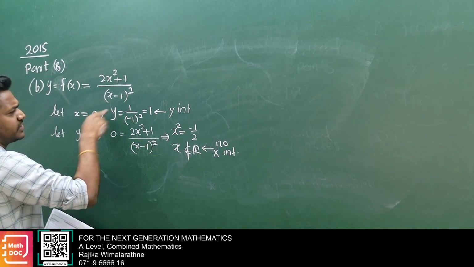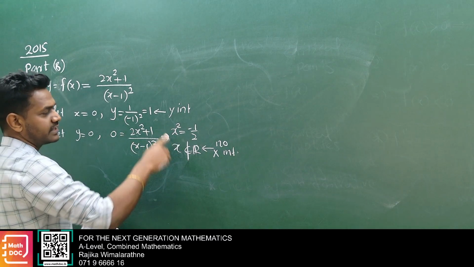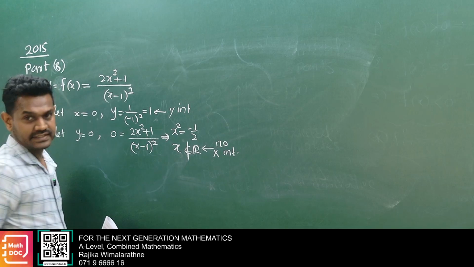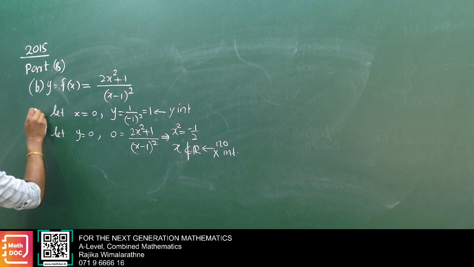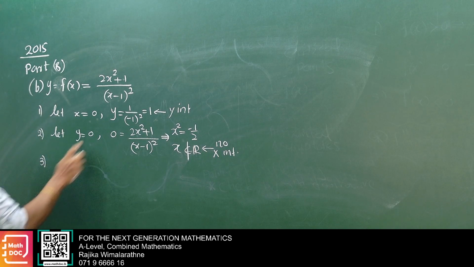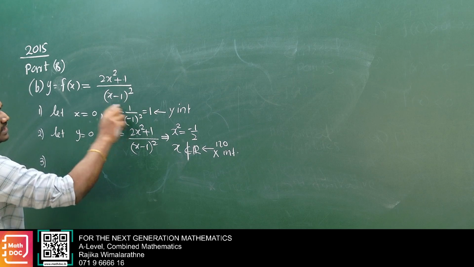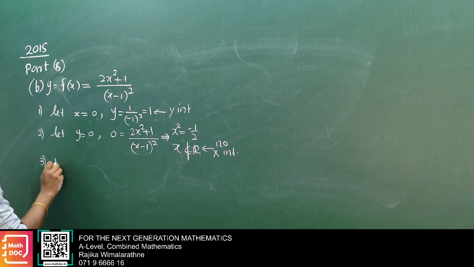When x is 0 we take y values, when y is 0 we take x values. Here there are no real values, so you say no x-intercepts. Here x-intercept, here y-intercept. Third, you can find the denominator zeros. By the denominator zeros you can identify the vertical asymptote.